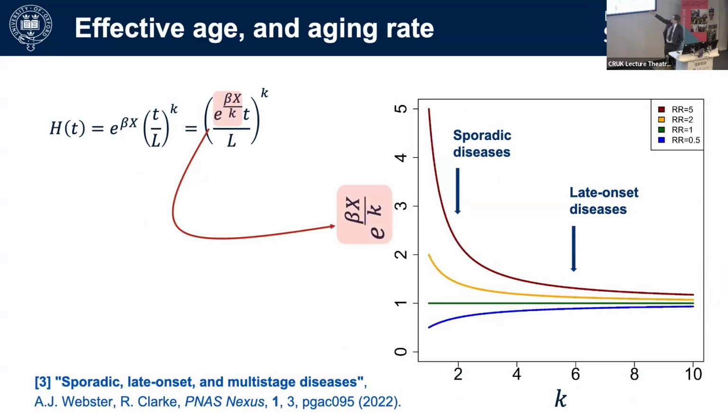This term, which is a modified version of the relative risk, is now like an aging rate. And so for the sporadic diseases, which have a low value of this parameter k, your aging rate is much greater. So your risk of a sporadic disease is much more modifiable than for these late onset diseases, where this parameter k is higher, which suppresses the size of the term.